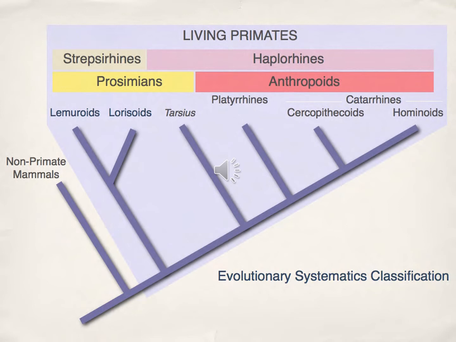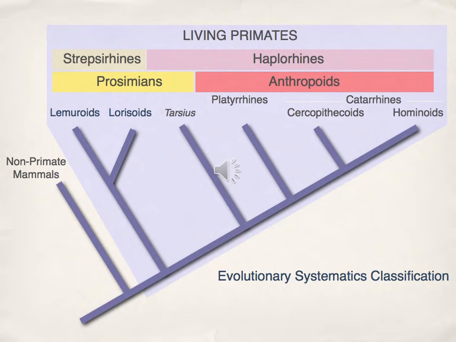Oftentimes, when you look at this classificatory scheme, it really is where you classify the tarsier, or tarsius, right smack dab in the middle. The tarsier has a number of different traits that make them associated with prosimians as well as anthropoids. And they're very small and they look like a number of other prosimians. And this classificatory scheme has been around since, I think, around the time of Darwin.